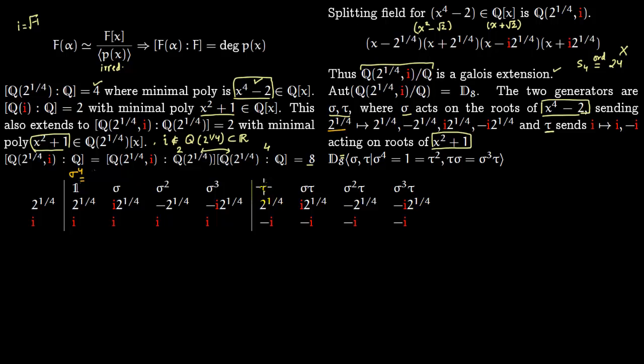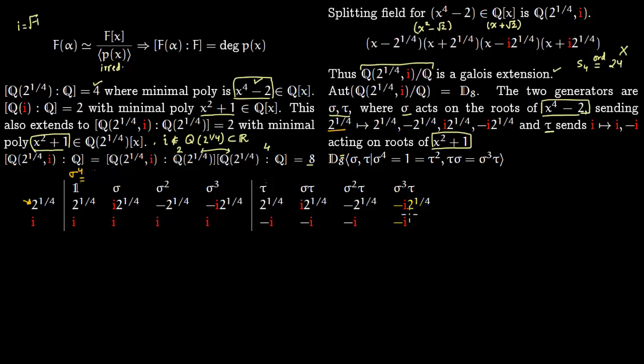On the other hand, tau permutes i to negative i, puts it right here. Again, tau will take this i to negative i, but sigma will have no impact on this, so negative i. Similarly here, tau will take this i to negative i, but sigma squared will have no impact on it, because it just impacts this root right here. It does not impact i. Similarly here, sigma cubed tau will only take this i to negative i corresponding to tau.